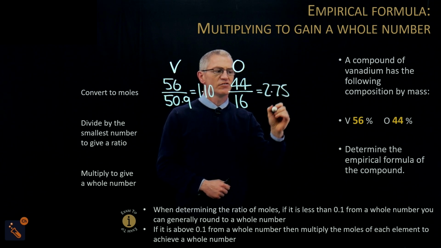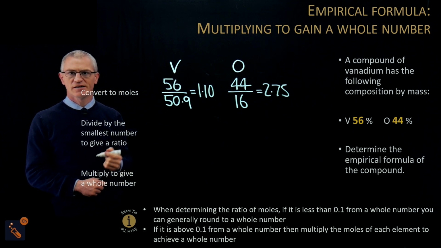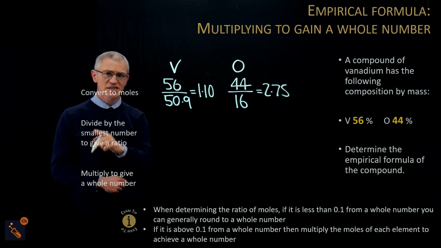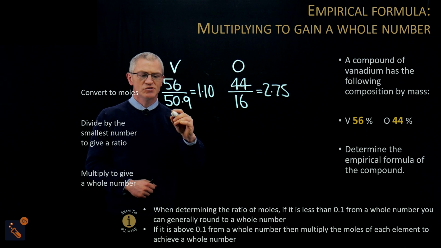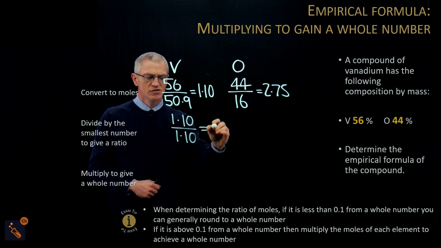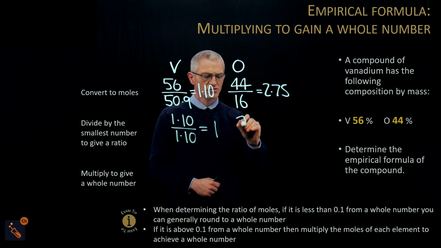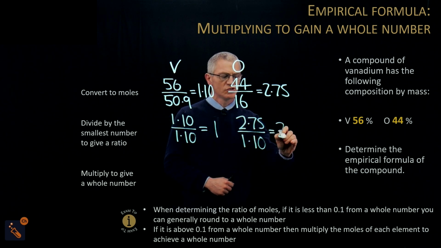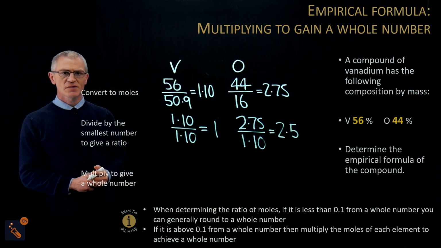And again, I encourage you, whenever you're looking at these videos, to try and do the calculation at the same time. The next step is to divide by the smallest number to give a ratio. The smallest number is 1.1. So we'll do 1.1 divided by 1.1 equals 1, and there's our first part of our ratio. And then we do 2.75 divided by 1.1. Now that will equal 2.5. So 2.5, this is the problem.